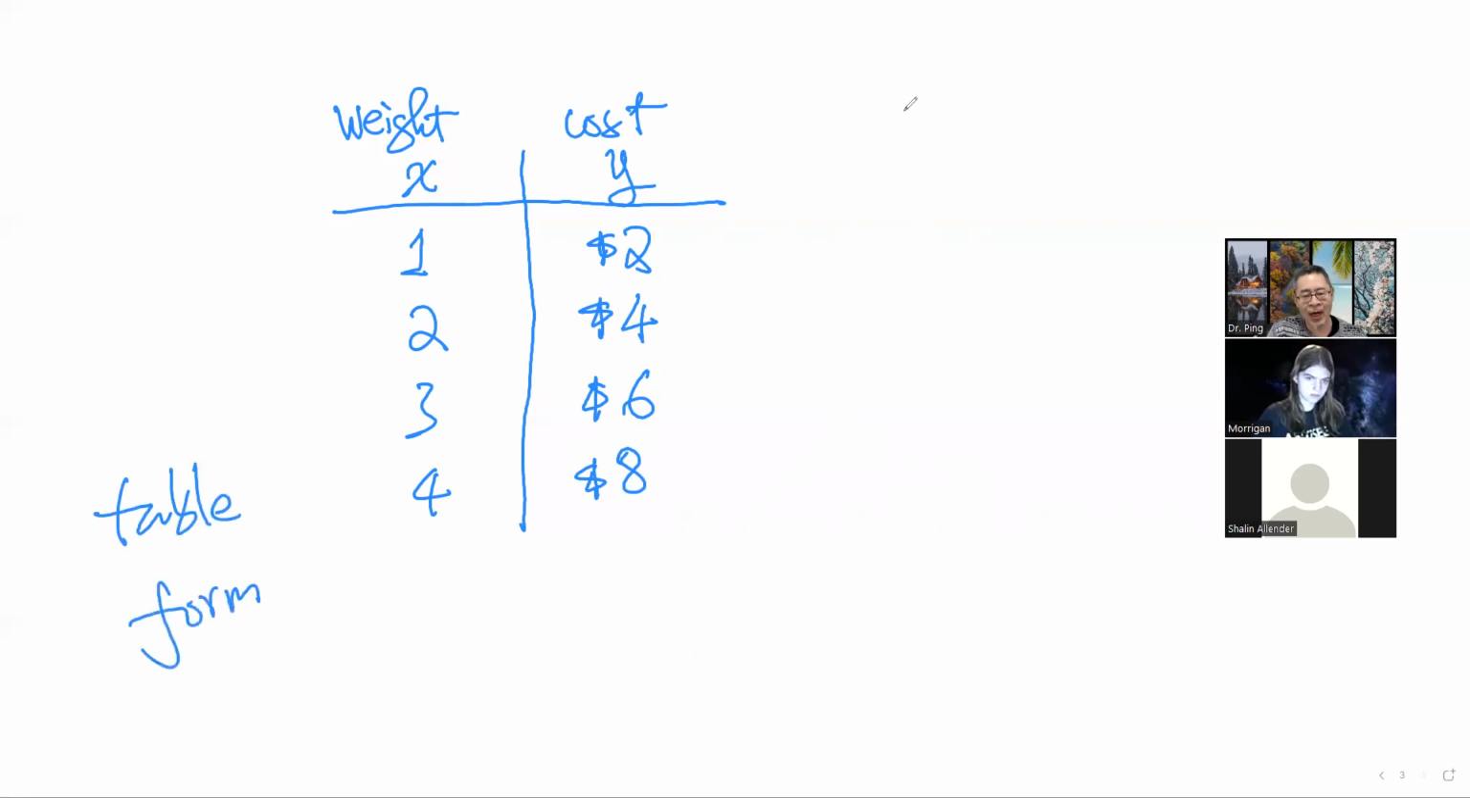But we also have, in terms of algebra, a function form. The function form is y equals 2x. Good? Okay. So which means that if x is 1, 2 times 1 is 2. If x is 2, 2 times 2 is 4. If x is 3, 2 times 3 is 6. X is 4, 2 times 4 is 8.